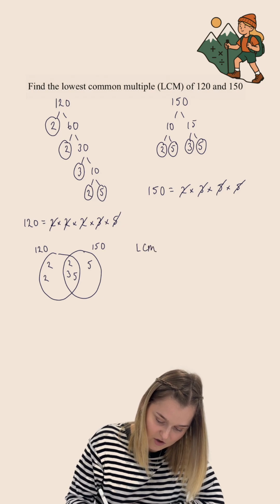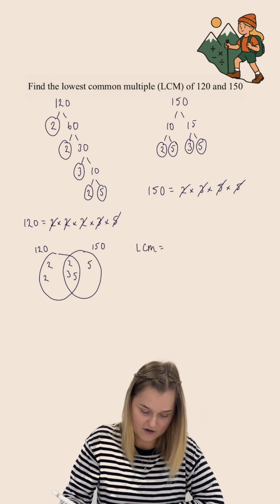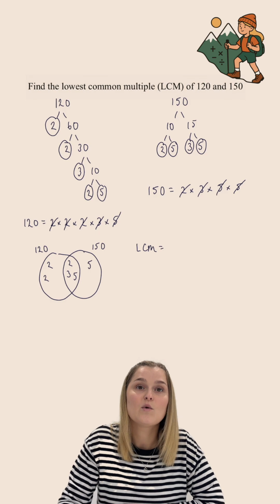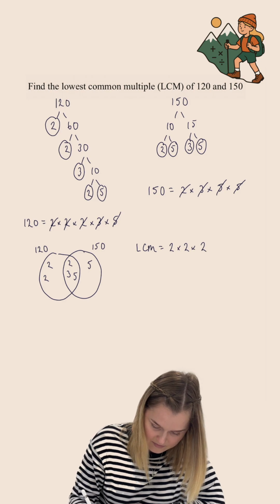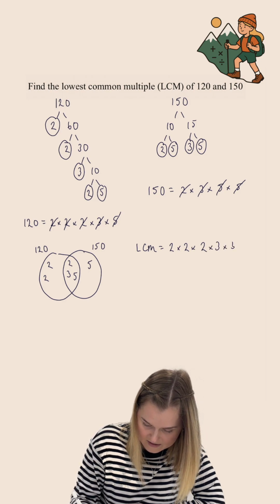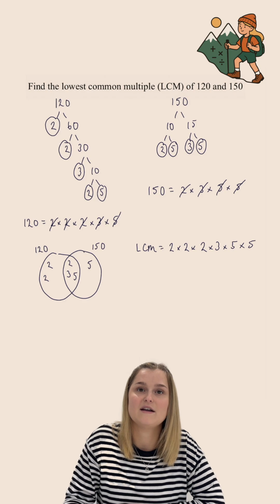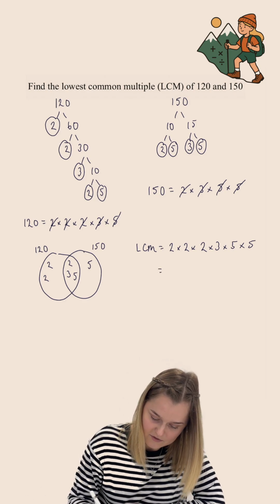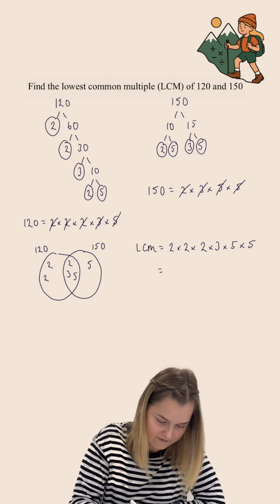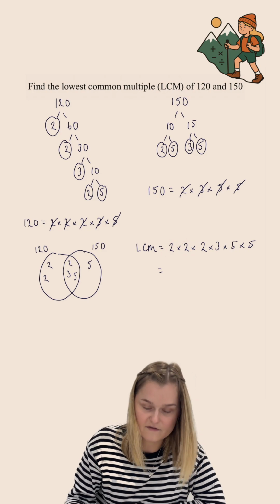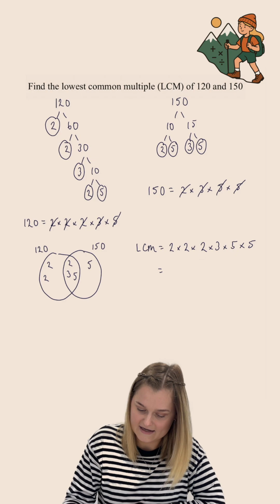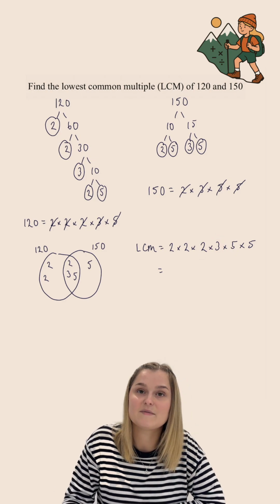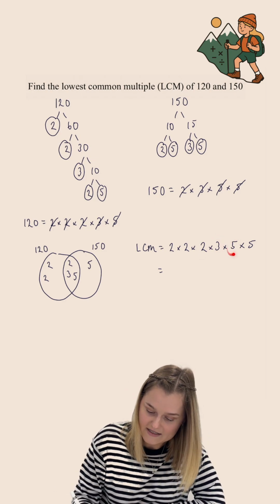Now, to find the lowest common multiple, or LCM, of 120 and 150, we multiply together all the numbers in the Venn diagram. So I'm going to do 2 multiplied by 2, multiplied by 2, multiplied by 3, multiplied by 5, multiplied by 5. Now, multiplying these numbers together, we have 2 times 2, first of all, which is 4, times another 2 gives me 8, times 3 gives me 24. I then need to times that by 5.